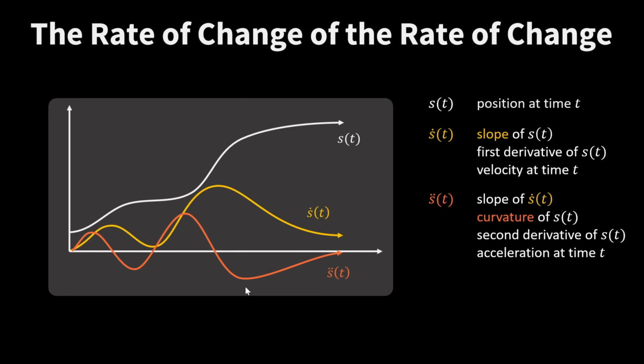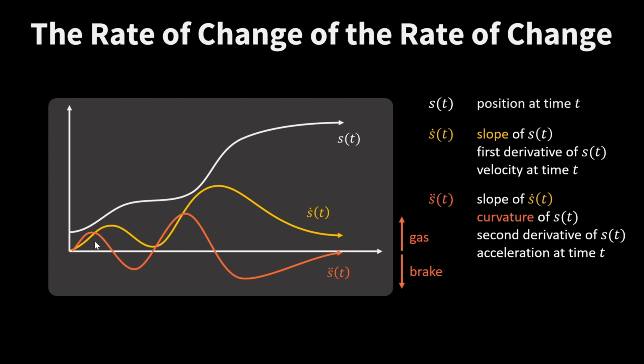Here s double dot is negative. This means the slope of s dot is negative, which means s dot decreases. This also means that the rate of change of s decreases. Therefore, s is bent downwards and the curvature is negative. According to Newton's second law, the force is proportional to the acceleration. This means the force is proportional to s double dot.